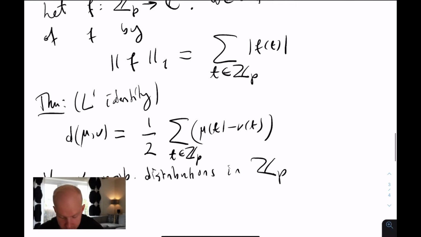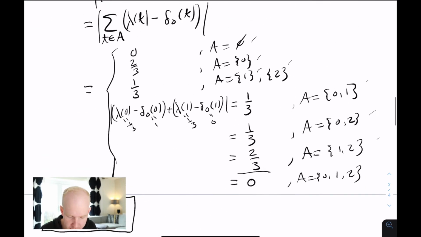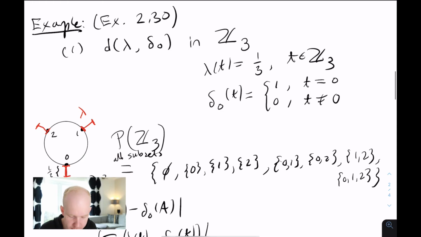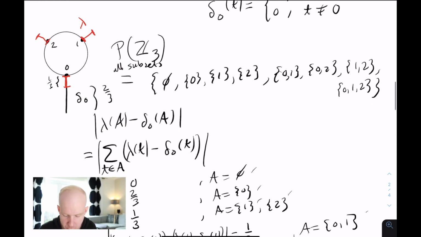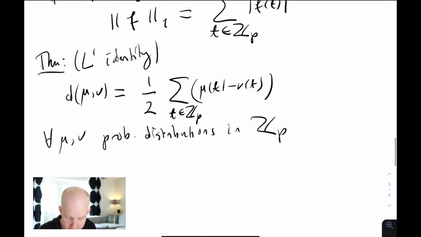Okay, and this is an extremely useful identity because it really allows you to compute the total variation distance of various examples. So remember this example that I had in the earlier lecture. I have it actually above here. This distance between lambda and delta 0 at Z3, and it took a while to go through all the subsets, and then we ended up with this answer.